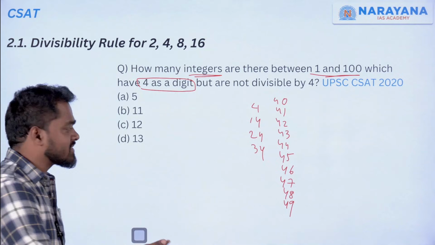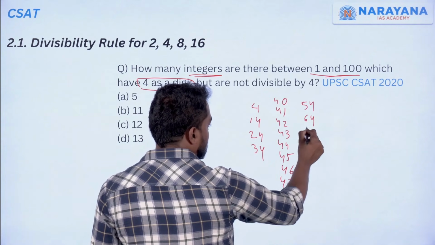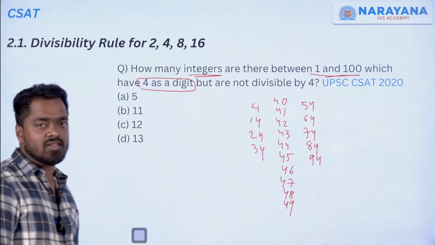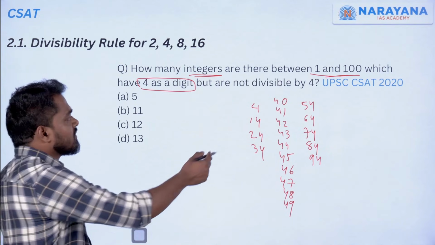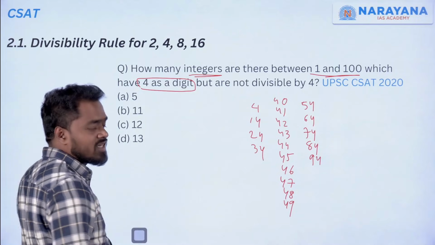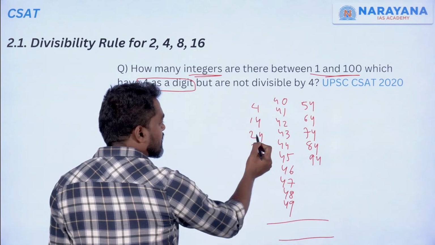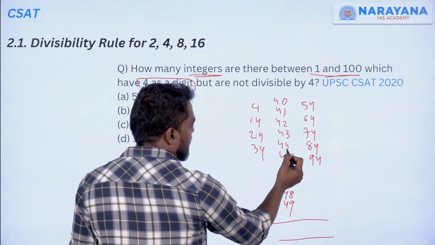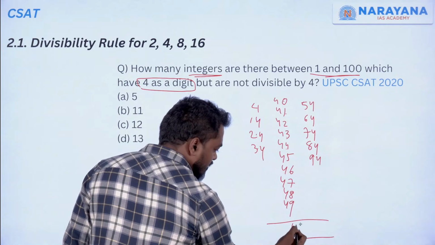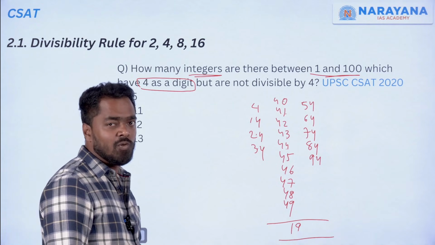Next, what are the numbers that have 4 as a digit? 54, 64, 74, 84, 94. So these are the integers between 1 to 100 which have 4 as a digit. So in total, how many integers are there? 1, 2, 3, 4, 5, 6, 7, 8, 9, 10, 11, 12, 13, 14, 15, 16, 17, 18, 19. So there are a total of 19 numbers which have 4 as a digit.